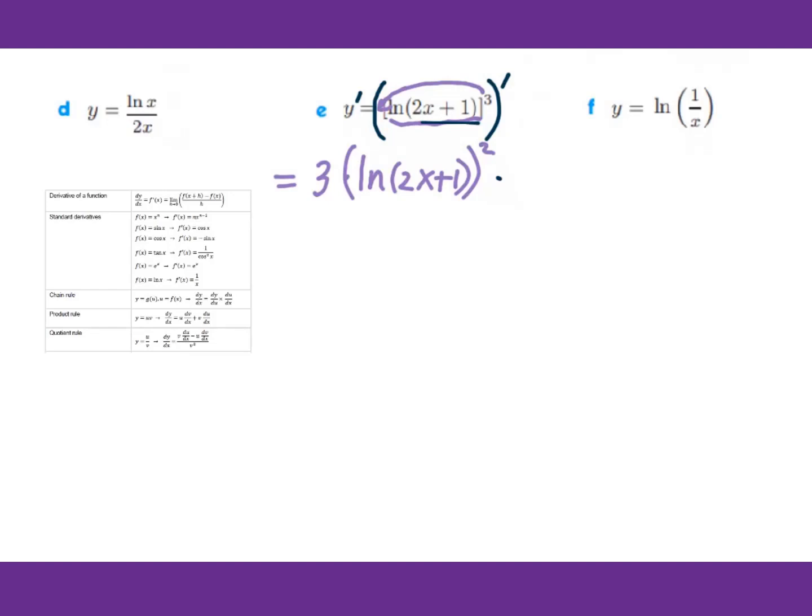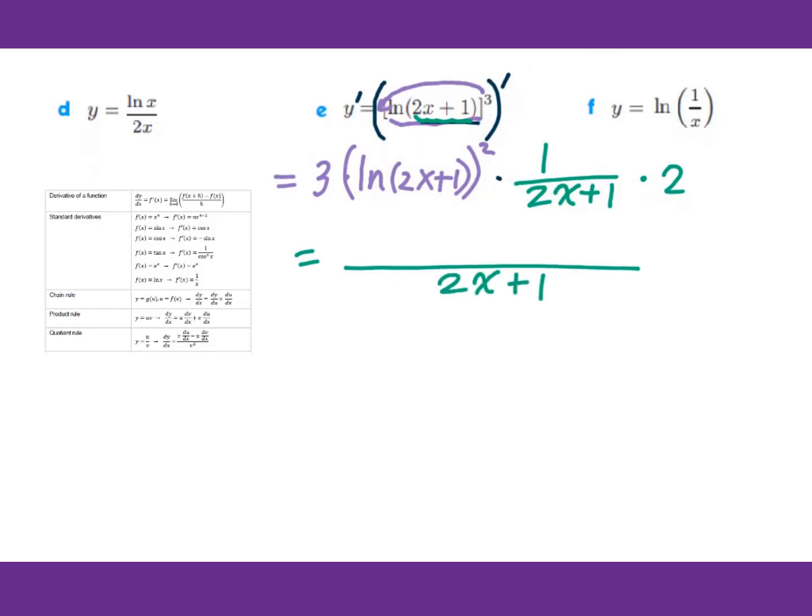That will be 1 over 2x plus 1. Then you have to do the derivative of 2x plus 1, then times 2. So we organize. Denominator will be 2x plus 1. Top, you will get the 6 times natural log of 2x plus 1, then square.